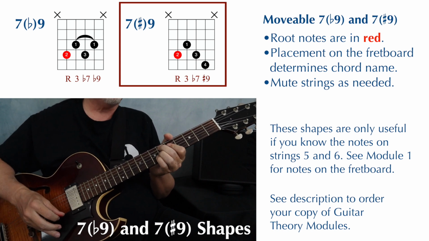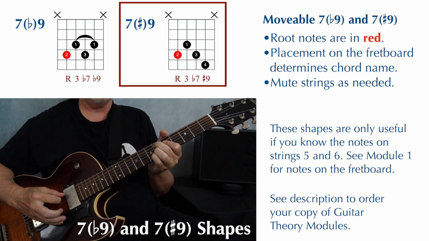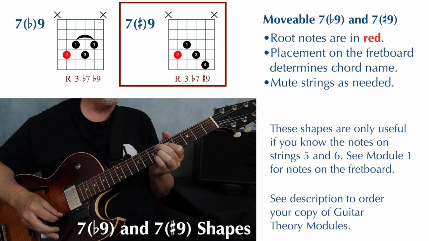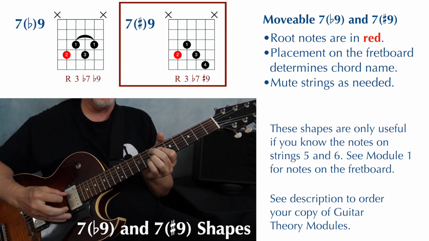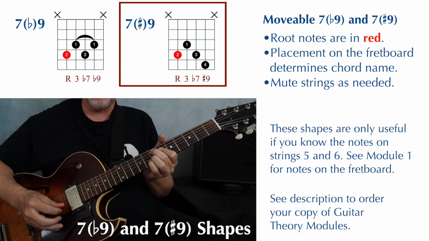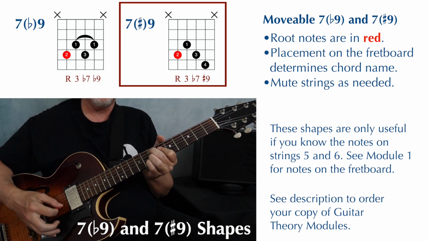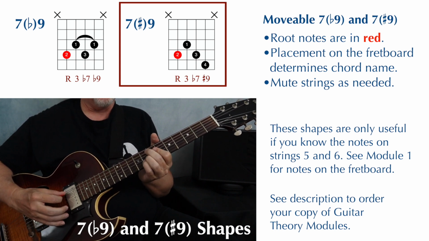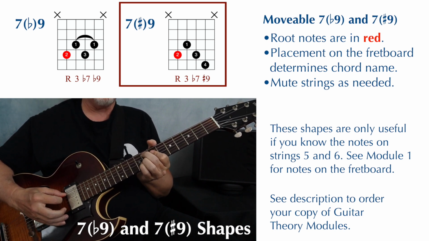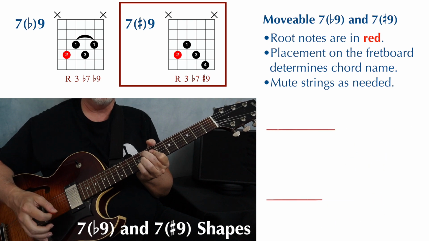I'm playing an E flat 7 sharp 9 because I'm placing the root on the E flat, string 5, fret 6. If I were to move it up a fret, now my root is on the E at the 7th fret, and we have an E7 sharp 9. And if I were to move it one more fret, now we have an F7 sharp 9.